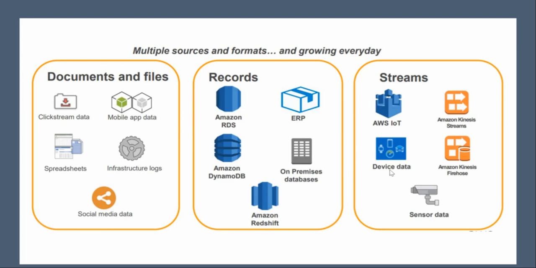Then there is device data, as we discussed, and sensor data, like all the security cameras, which are capturing feeds continuously. There are different technologies within AWS which can read and analyze those kinds of streams continuously. We have things such as Kinesis Streams and Kinesis Firehose, which are AWS services that ingest data continuously in a stream forward.